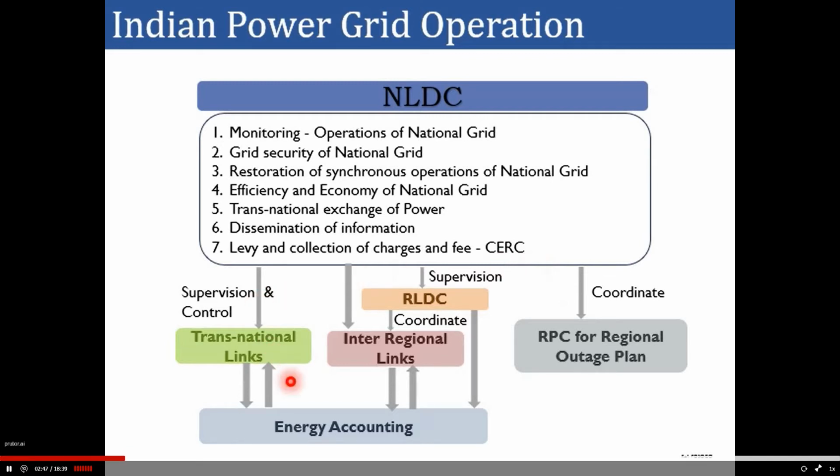So now, how is energy accounting done at NLDC level? For energy accounting, it supervises and controls the transnational links. It also supervises and controls the regional links, that is the link between various regions, with the help of RLDC. So it supervises the activities of RLDC and coordinates for the inter-regional power exchanges for energy accounting.